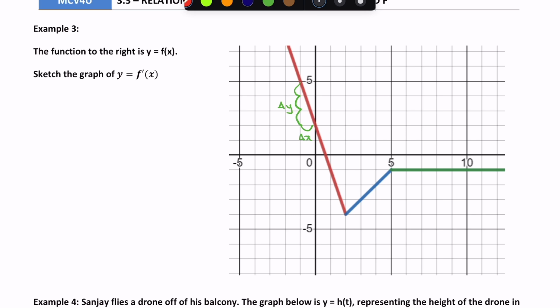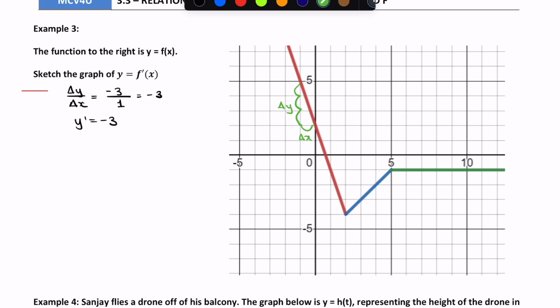So for this red line, again, here we have delta y over delta x. So here we see that would be -3 over 1, which is equal to -3. So our slope here is going to be -3, which means that our y prime is equal to -3.